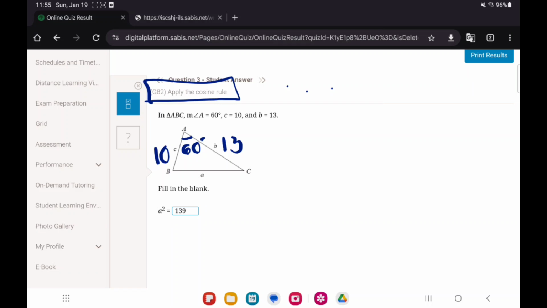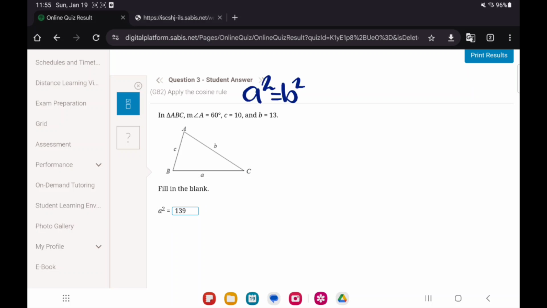For the people who don't remember what the cosine rule is, wait, let me just clear the page. Cosine rule is A squared equals B squared plus C squared minus 2BC cosine of the opposite of the angle you have here. So here we have A. What's the opposite angle to it? It's A big, or A capital, whatever. So we put cosine A.